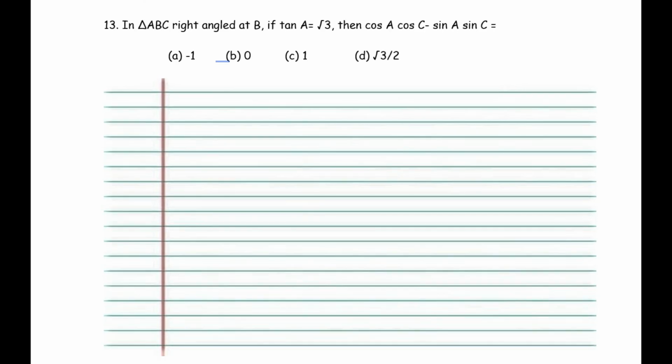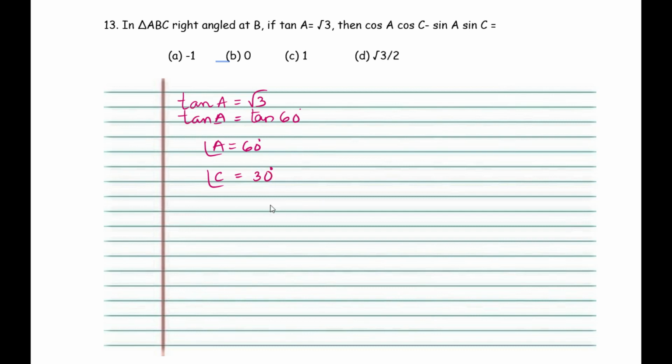Students, now moving to question number 13. In triangle ABC, right angled at B, if tan A equals root 3, then cos A cos C minus sin A sin C is equal to, given what? The given data is what? Tan A equals root 3. Now tan A equals, in terms of standard angles, root 3 can be written as tan 60 degrees. Therefore angle A is what? 60 degrees. Now in the same triangle, what is angle C? Angle C will be equal to 90 minus 60 degrees, that is angle C equals what?